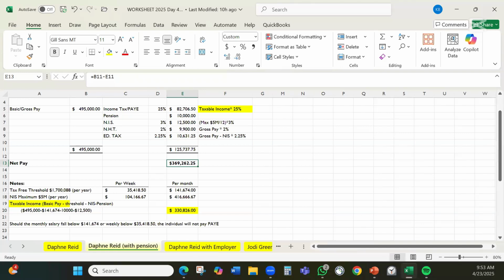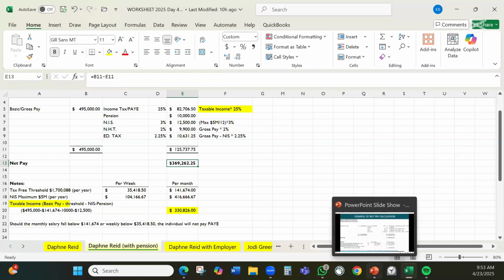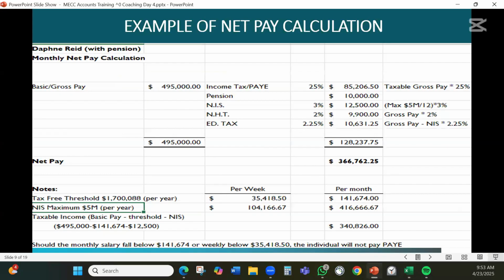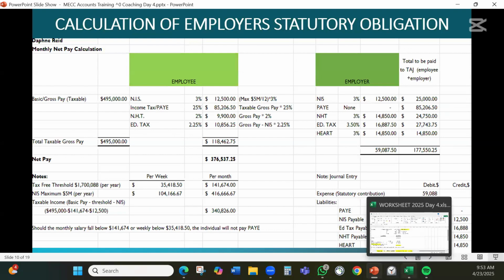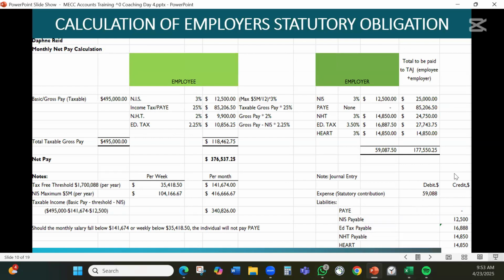All right, we're going to look at Miss Reed in a different light now. Not really a different light, but Miss Reed is an employee, so she must have an employer. So this pay that she got, let us see what the employer is obligated to pay over to the government, right? The employer is going to take something out of the person's pay, but they are also going to match it.